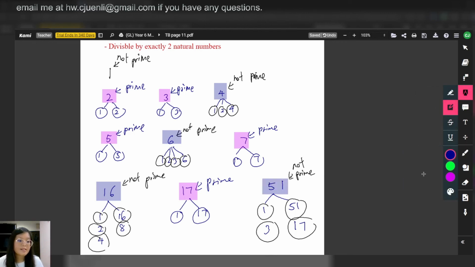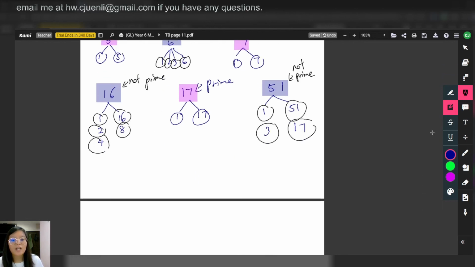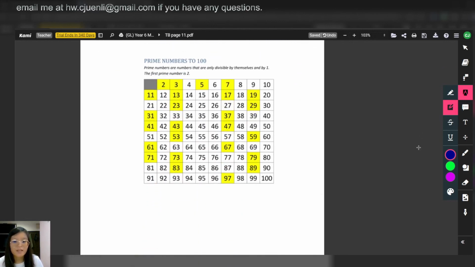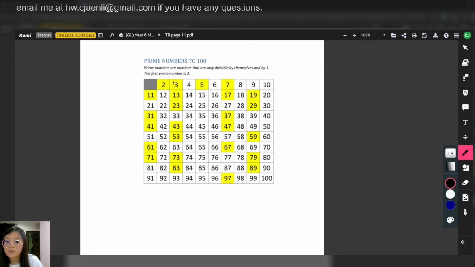So there is a list, and the list is actually right at the next page over here. 1 is not a prime number because 1 times 1 is 1, not 1 times 2. You only have one number. All right. Remember, you have to be able to divide by 2 natural numbers. Only then is it counted as a prime number. So prime numbers up to 100, you have numbers like 2, 3, 5, 7, 11, 13, 17, 19.